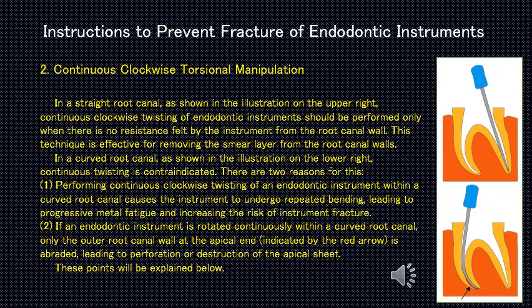1. Performing continuous clockwise twisting of an endodontic instrument within a curved root canal causes the instrument to undergo repeated bending, leading to progressive metal fatigue and increasing the risk of instrument fracture. 2. If an endodontic instrument is rotated continuously within a curved root canal, only the outer root canal wall at the apical end indicated by the red arrow is abraded, leading to perforation or destruction of the apical seat. These points will be explained below.